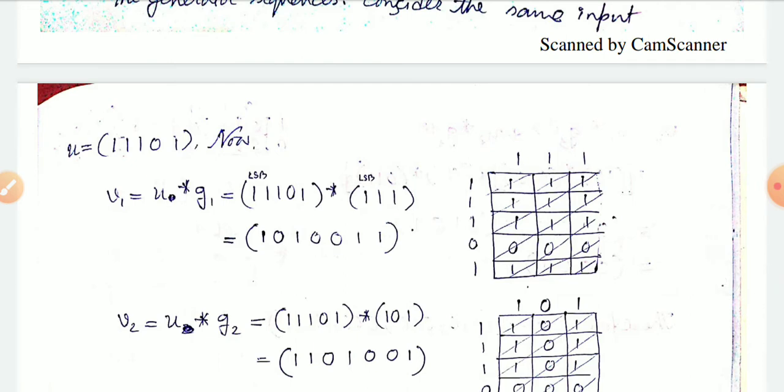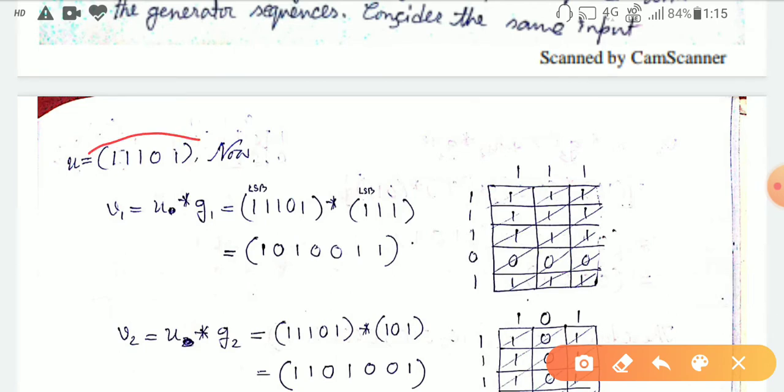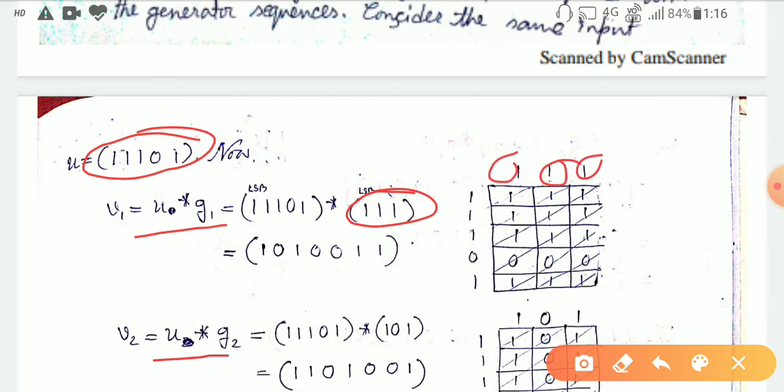Let the input be applied as 11101, so you convolve g1 with u, and g2 also you convolve. What is the convolution process? You just apply convolution with g1. In this case g1 is 111, and the input is provided as 110, so that one is written here.